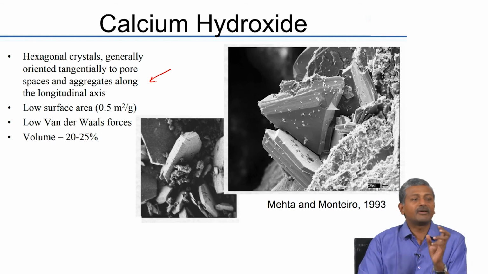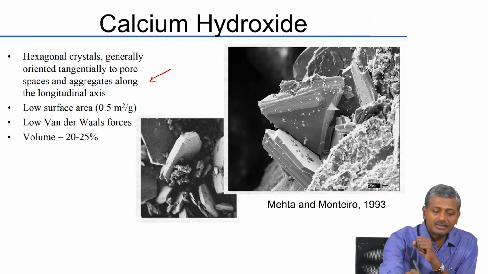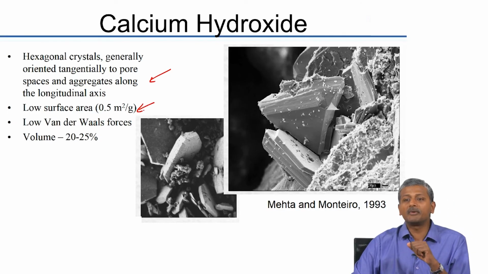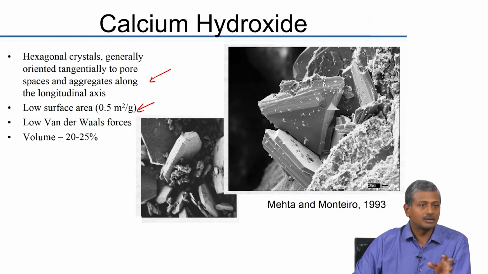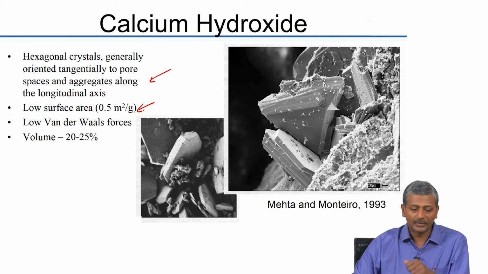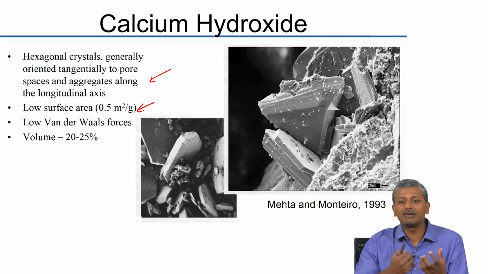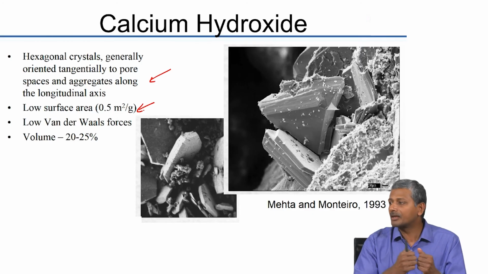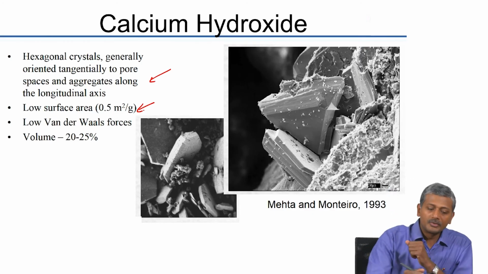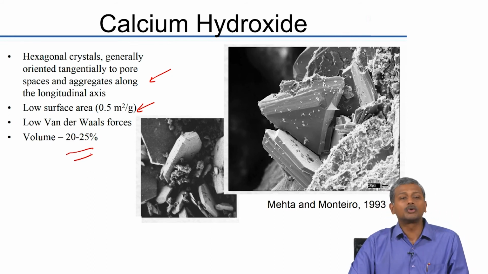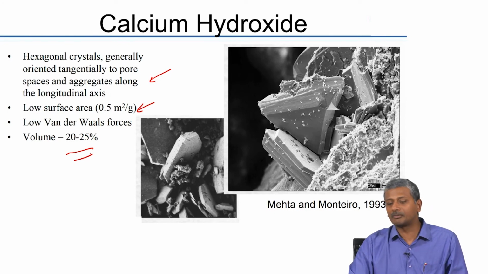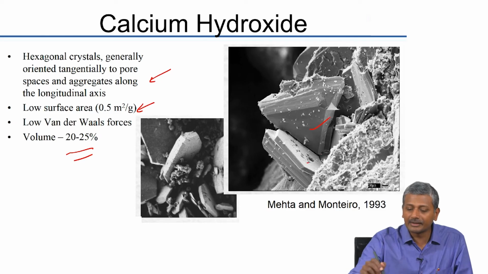The very well developed crystal structure seems to indicate that the surface area is going to be low, 0.5 square meters per gram, or 500 square meters per kilogram. Van der Waals forces are low because very well formed crystals do not have any force of attraction between them. Gels or colloids will experience much greater forces that bind them. Volume is about 20% of the overall matured cement paste. So after CSH, this is the second largest contributor to the volume of the cement paste, and you can very clearly see the hexagonal crystals of calcium hydroxide that are forming in the system.